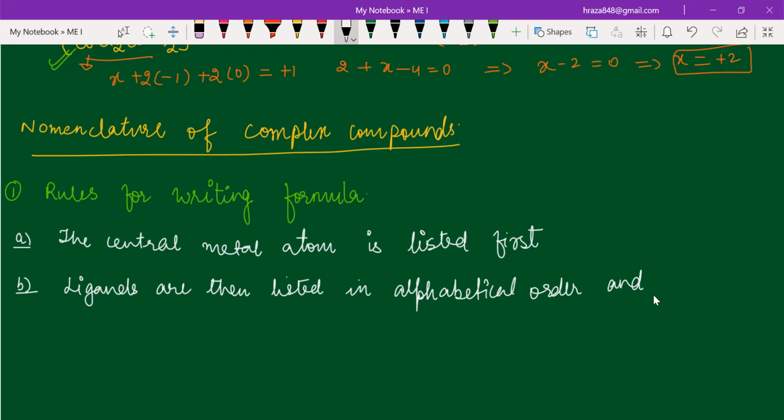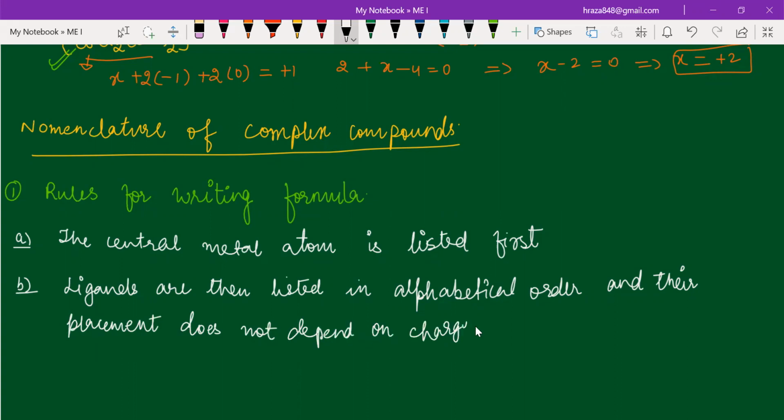And their placement does not depend on charge. So first you are going to write it and then I will explain it.